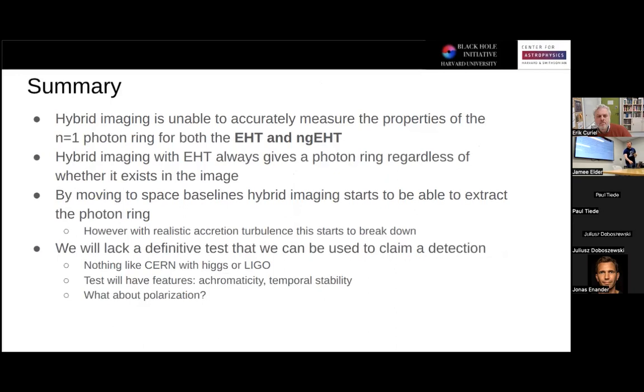Okay, so that's like the end of it. That's my summary. I think, at least in its current incarnation, hybrid imaging, maybe we can build in more physics, is not able to accurately measure the properties of the n=1 photon ring for the EHT and ngEHT. Currently, hybrid imaging also always gives a photon ring, whether it's there in the image or not. Whether that's a deep fundamental concern is up to the beholder. I think that's a good discussion for the community, what they think a good detection criterion is. It's a really interesting question that deserves a lot of thought.